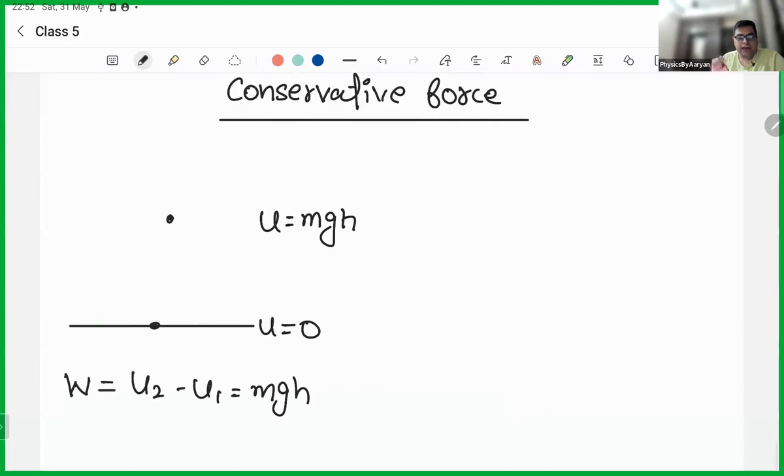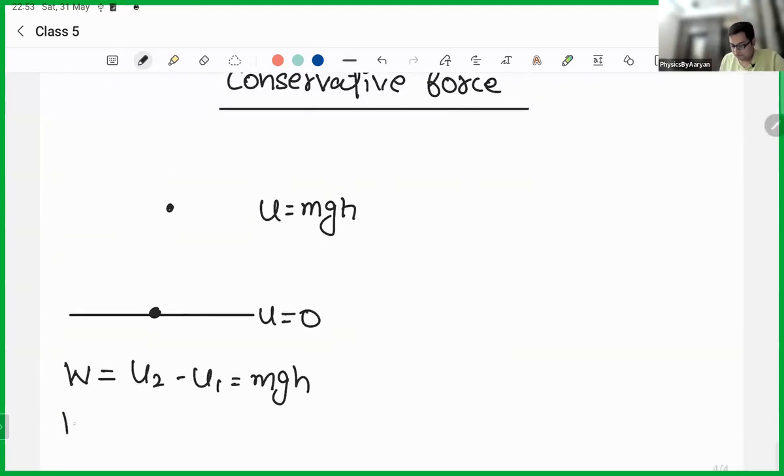So you see, I do not have to use forces or anything other than that. Only by the knowledge of potential energy, I can answer this question. How much energy do I need if I want my particle to go from here to here? Minimum energy. So it is mgh. And if you even calculate that using the forces, you see force into displacement.